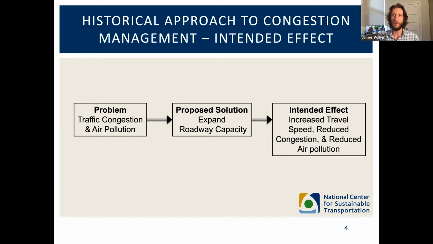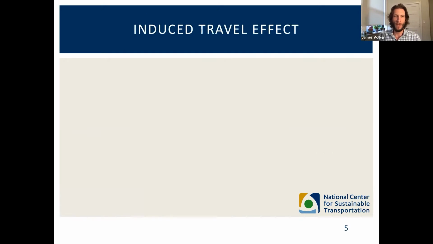So the problem, though, with this approach, which makes some conceptual sense, is that adding capacity often does not end in a steady state of reduced congestion and faster speeds. It actually has the unintended effect of inducing more auto travel on the expanded corridor. Which brings me to the phenomenon of induced travel.